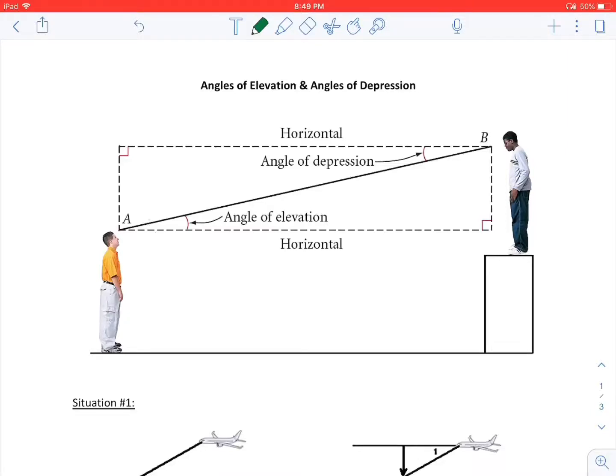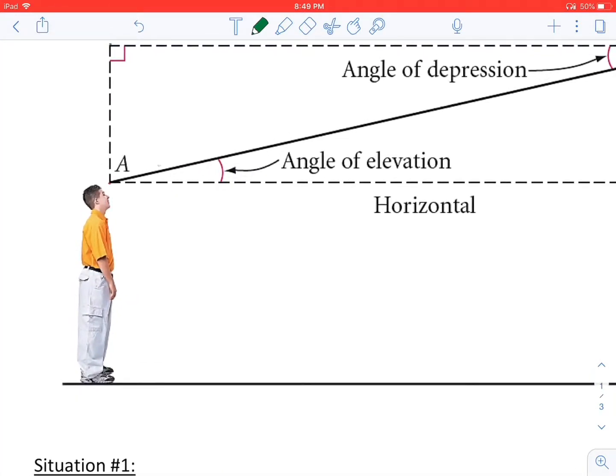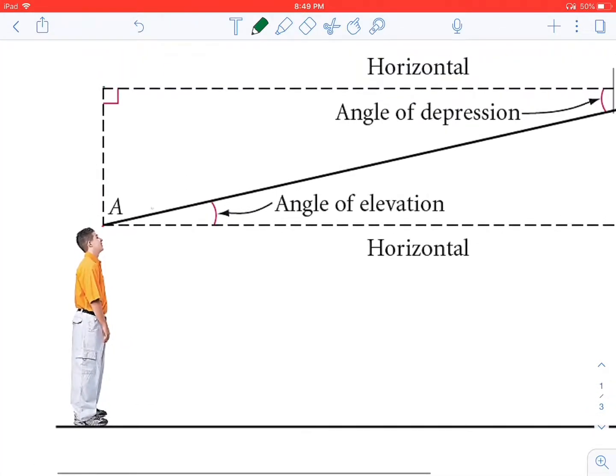We are going to address one particular application of trigonometry called angles of elevation and angles of depression. So let's go ahead and get started. An angle of elevation is very loosely defined as an angle by which the sight line from a particular observer has been elevated with respect to the horizontal.